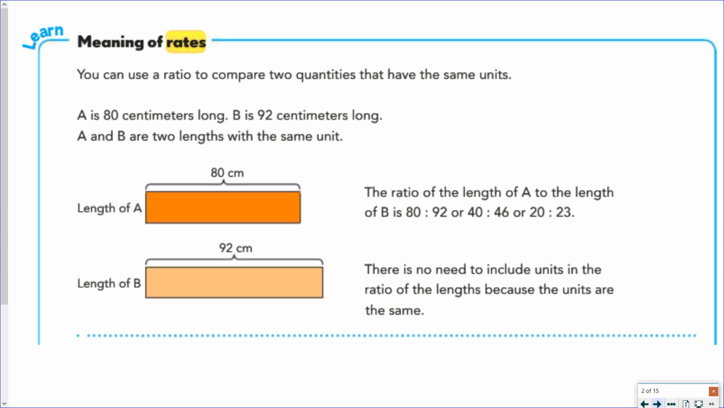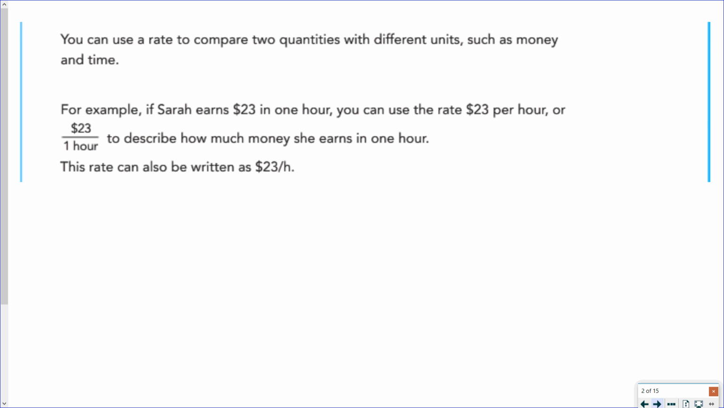However, if we're not measuring the same things, we cannot write a ratio, but we write what's known as a rate. So you can use a rate to compare two quantities with different units, such as money and time. And since most of us will at some point hold possibly a part-time job or even some full-time jobs where we're paid an hourly rate. So Sarah earns $23 in 1 hour. So we're measuring her pay and we're measuring the amount of time that she works. So our rate would be $23 per hour.